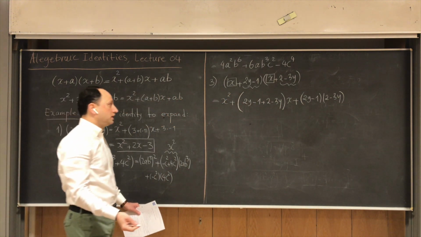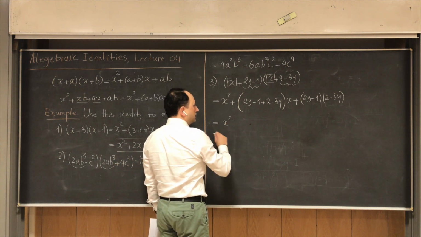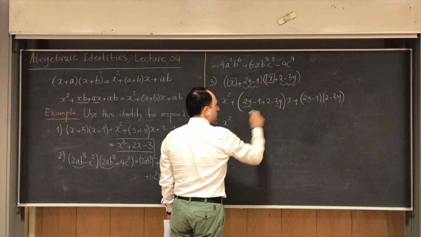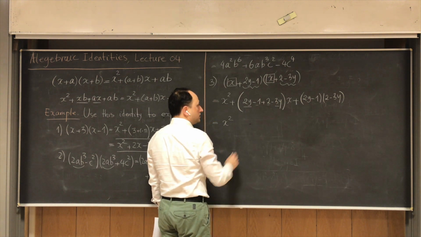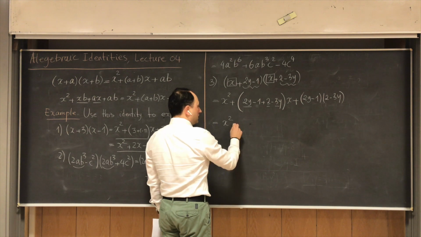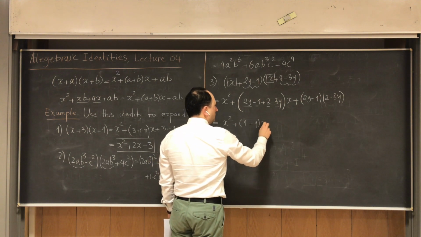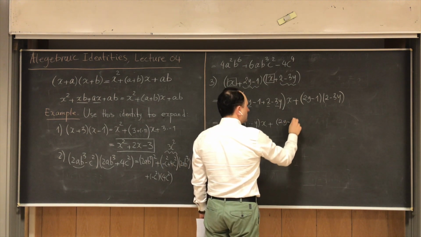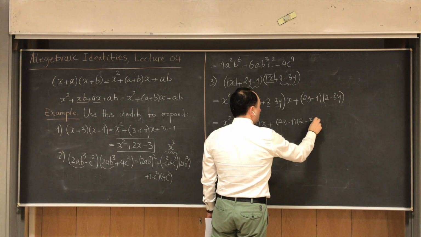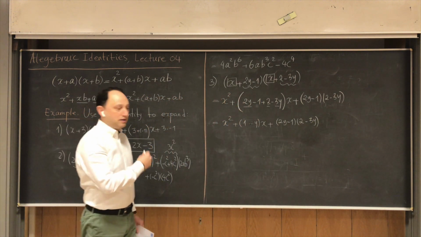But of course, here we cannot do much. We have to simplify. So this is x squared, and here 2y minus 3y is just minus y, and then here minus 1 plus 2 is a positive 1. So this becomes positive 1 minus y multiplied by x. Then I will have 2y minus 1, 2 minus 3y. And then, of course, I cannot do anything more, so I have to multiply.